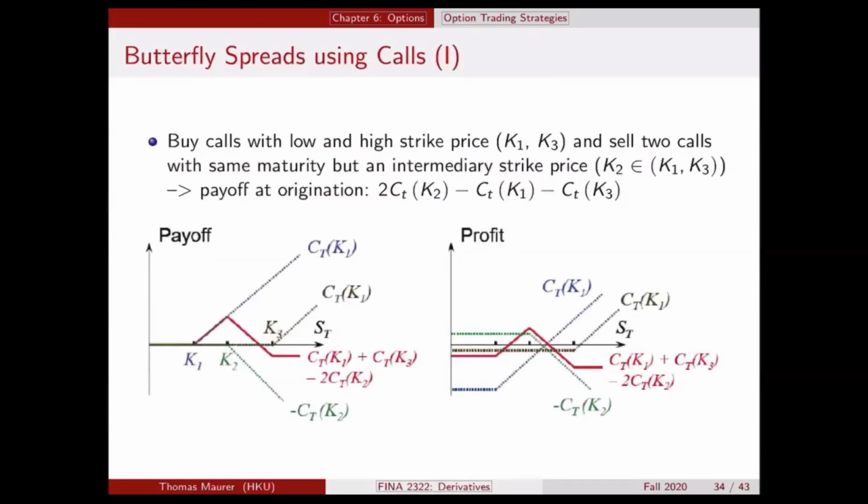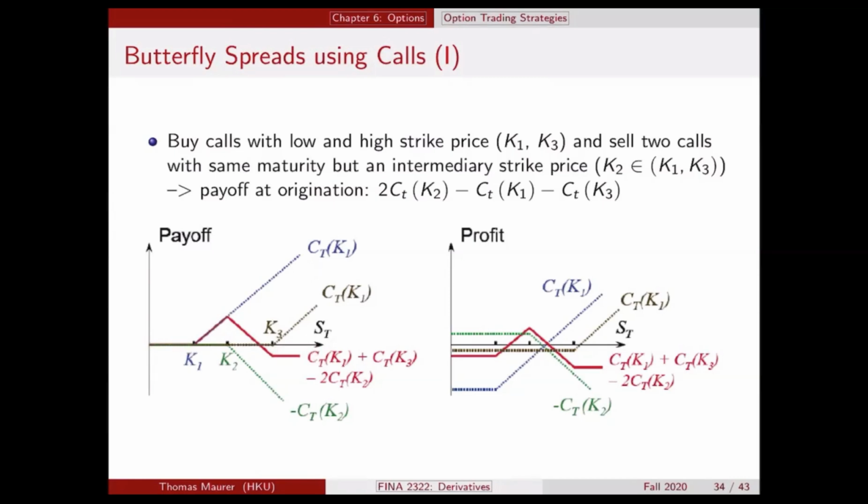The butterfly spread can be implemented either using call or put options. Let's start with call options. You would buy a call option with a low strike price K1. Then you buy another call option with a high strike price K3. And you short two call options with intermediate strike price K2. That gives you this tent-shaped payoff diagram. And in particular, you get a high payoff if the price of the underlying ends up somewhere close to K2, and you get low payoffs if the price of the underlying ends up either below K1 or above K3.